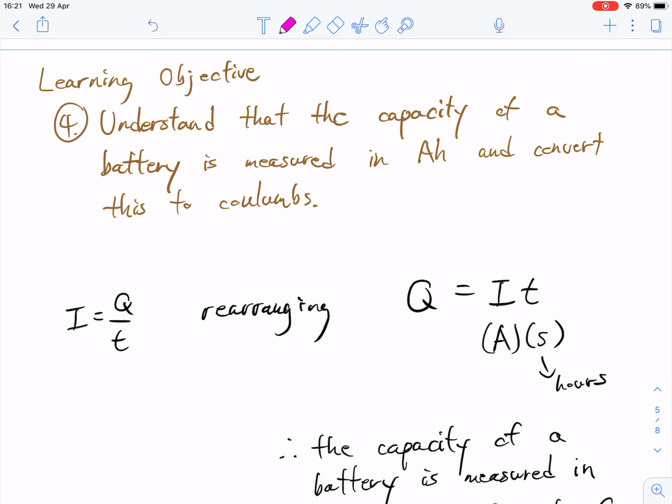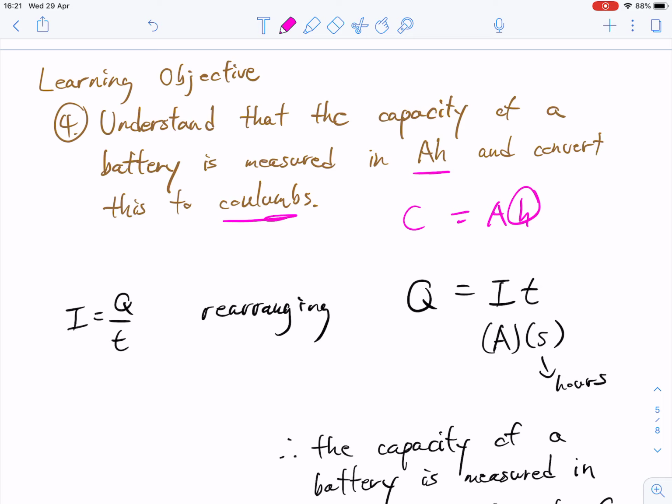Okay, on to our last learning objective, which is looking at calculations. This is actually looking at how an amp hour is equal to a coulomb. So an amp hour, in terms of units, is equal to a coulomb. Now, hour here is sort of a little bit misleading. It's not necessarily a one-to-one ratio.